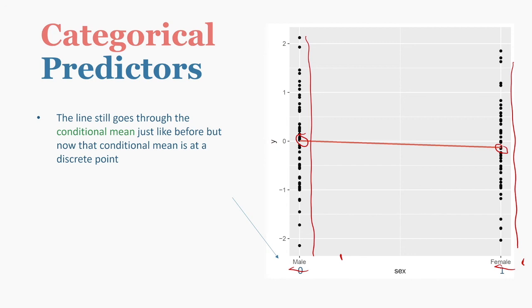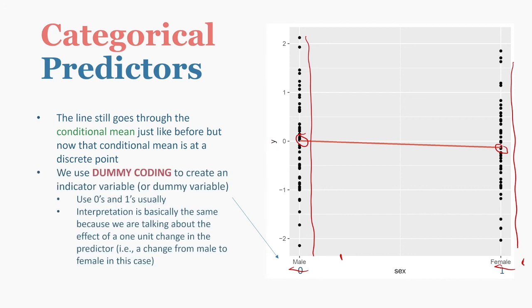And because we have these discrete levels, we use what is called dummy coding or indicator coding to create an indicator variable in R, because we can't create a regression line from the text male and female. And similarly, we can't just recode male and female as, say, 0 and 1 or 1 and 2 and treat them as numerical values. And we're going to get more into why we can't do that in just a bit.